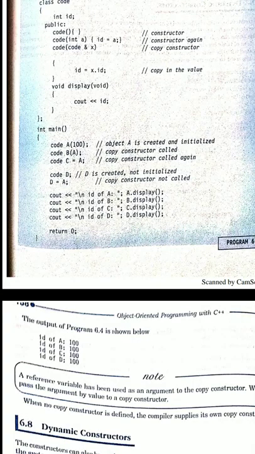Here we don't invoke any constructor. Here whatever the values are present in A will be simply assigned to D, that is member by member. What is the value present in A? 100. So that 100 will be copied into D object. So D also will consist of 100.